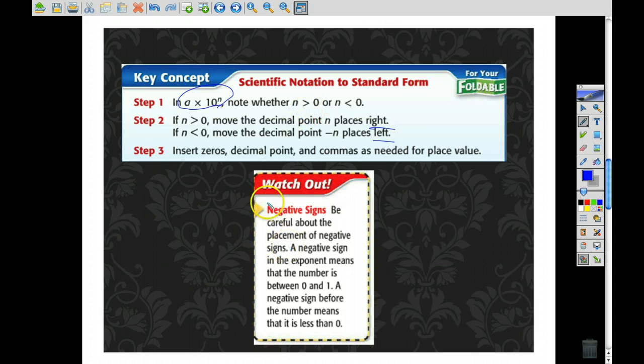Okay. So watch out if there's negative signs. Be careful about the placement of negative signs. A negative sign in the exponent means that the number is between 0 and 1. A negative sign before the number means that it is less than 0.